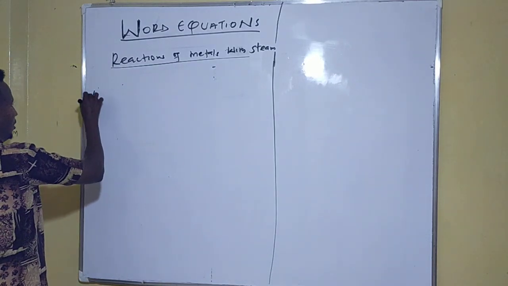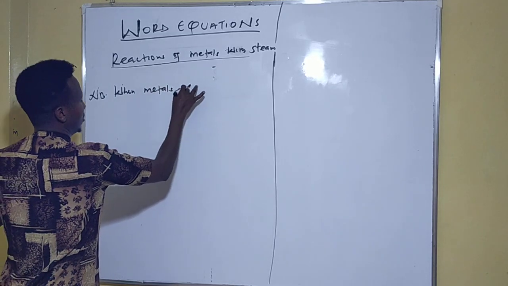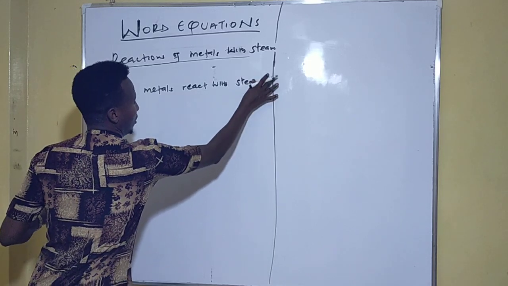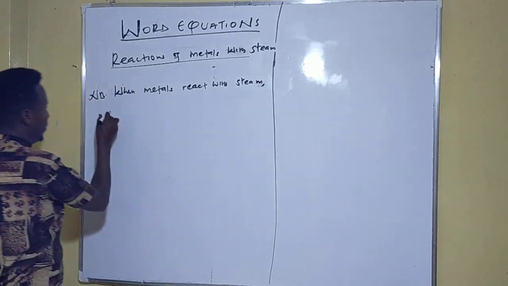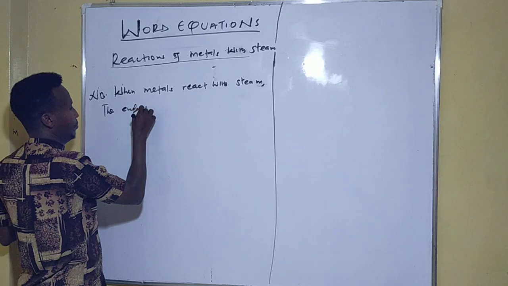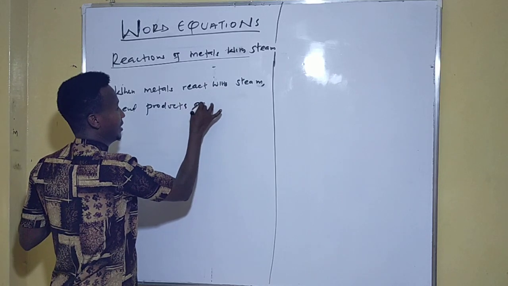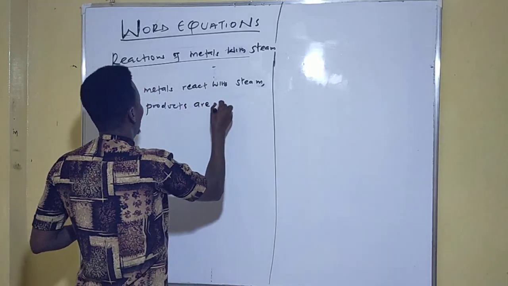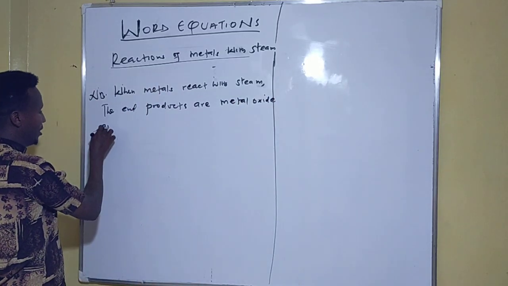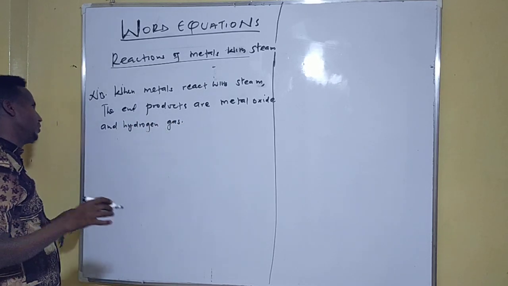In B, let's write that. In B, when metals react with steam, then the end products are metal oxide and hydrogen gas, okay?